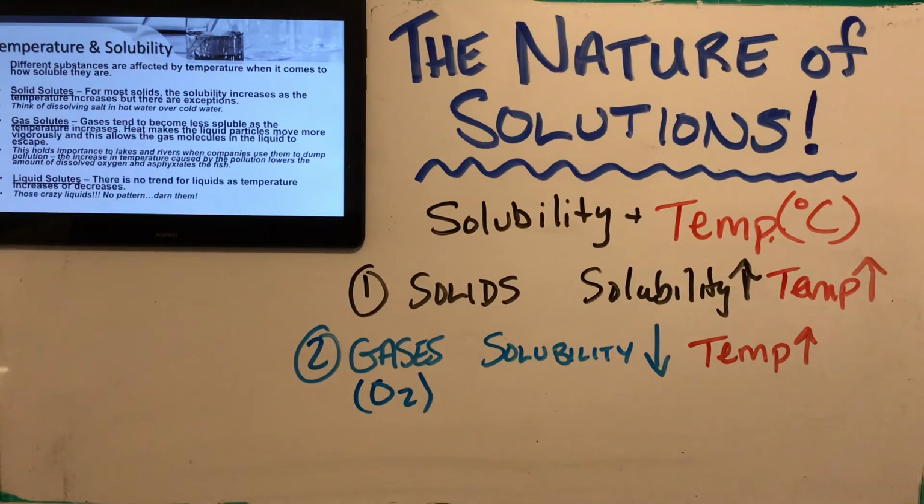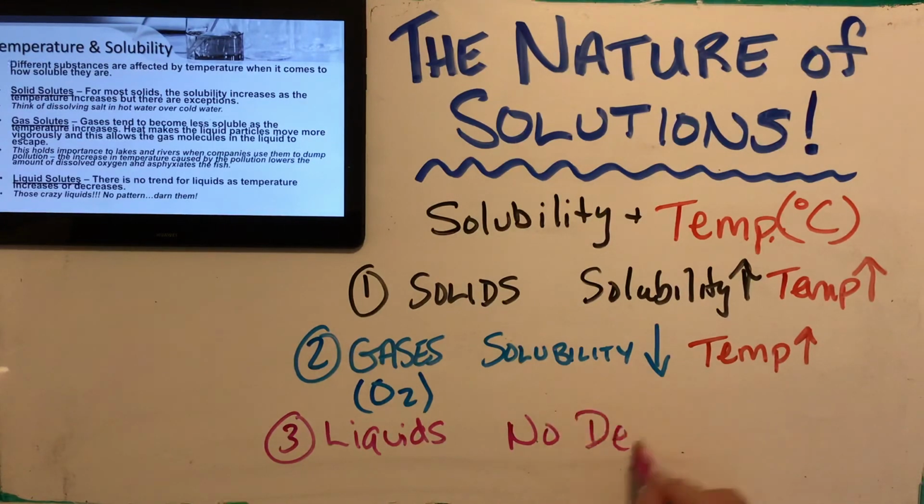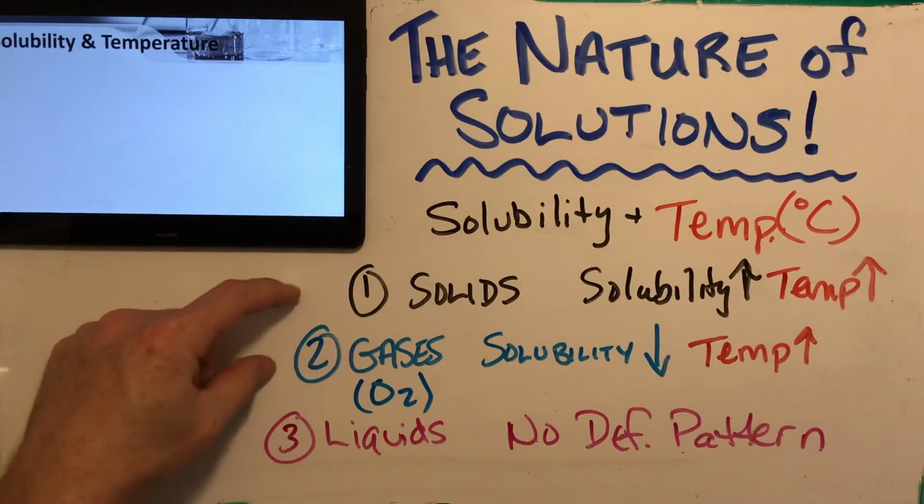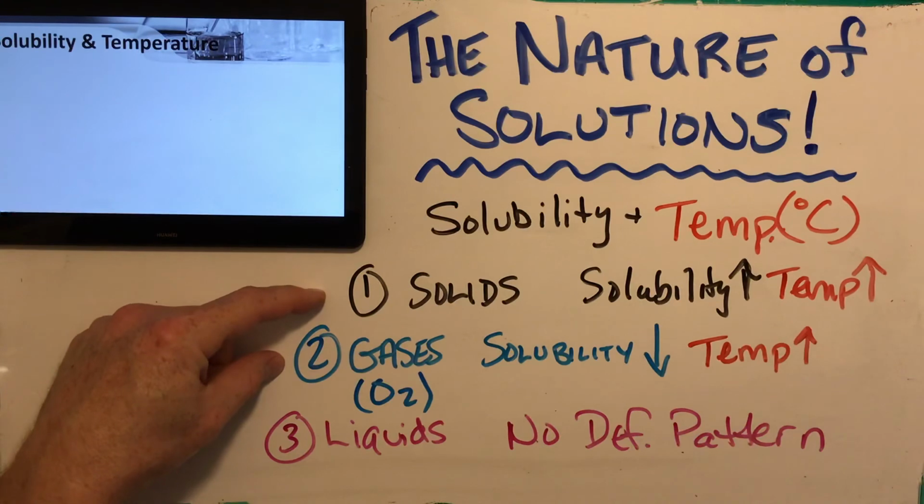Now our third scenario: liquids. Liquids are kind of an odd one here. With liquids, there's no definitive pattern. Some liquids get better with higher temperatures, some liquids do not. So some liquids act like solids, other liquids act like gases. There's no definitive pattern here, they just do what they want. Each liquid has its own sort of pattern. Some will increase, some will decrease, all right? But these two tend to trend pretty much all the time that way.